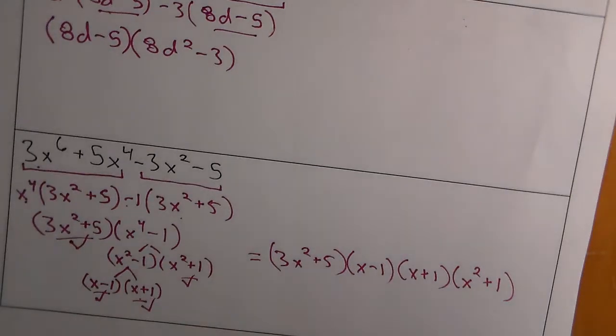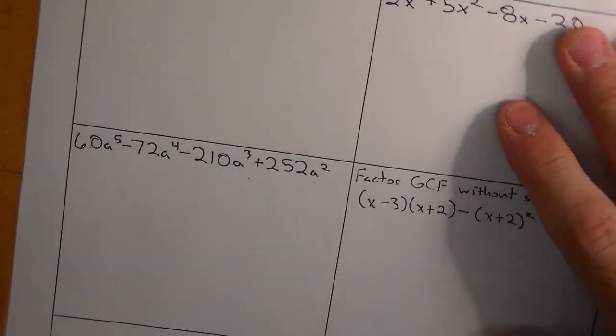We use factor by grouping and then also difference of squares, which we've seen before. So a few more.